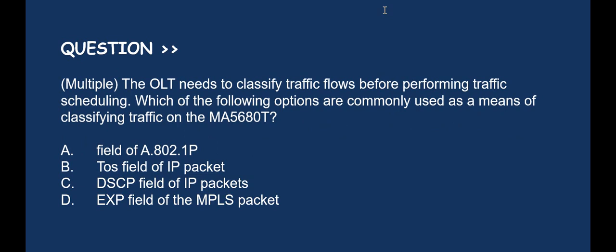The next question is, the OLT needs to classify traffic flows before performing traffic scheduling. Which of the following options are commonly used as the means of classifying traffic on the MA5680T? The options are option A, 802.1P field. Option B, ToS field of IP packet. Option C, DSCP field of IP packet. Option D, EXP field of the MPLS packet. Correct answers are option A, B and C.